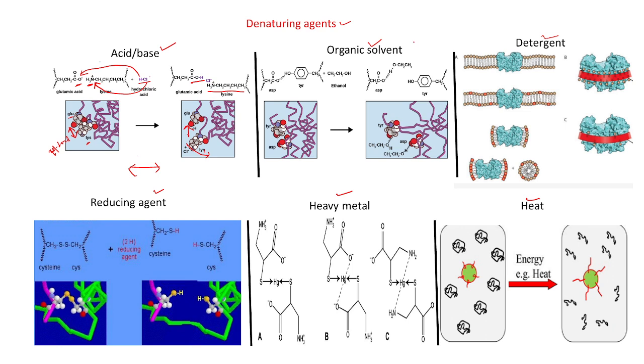Next come to the organic solvent. For example, alcohol. So here, before administration of the alcohol, the aspartate and the tyrosine are joined together by the hydrogen bond. So now the ethanol forms a hydrogen bond with the aspartate, along with it can form a bond with the tyrosine. Here this is the alcohol, it forms the hydrogen bond with the tyrosine, it also forms the hydrogen bond with the aspartate, so that now there is no link between the tyrosine and the aspartate.